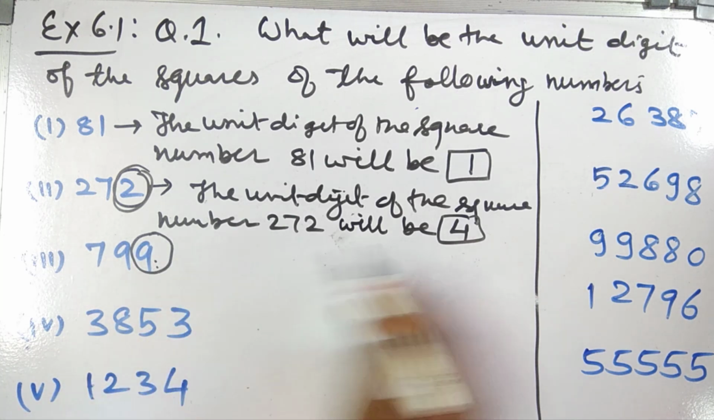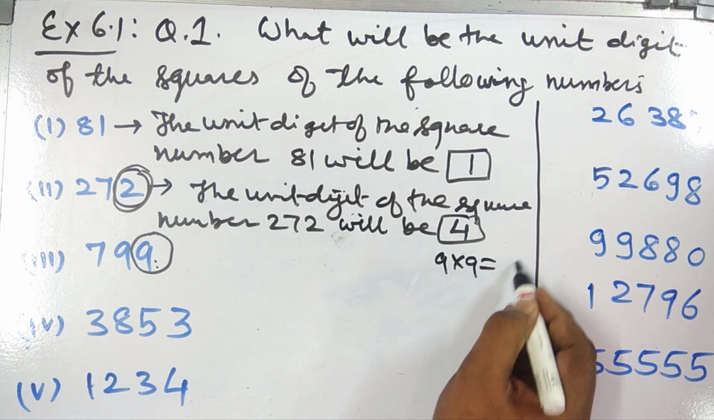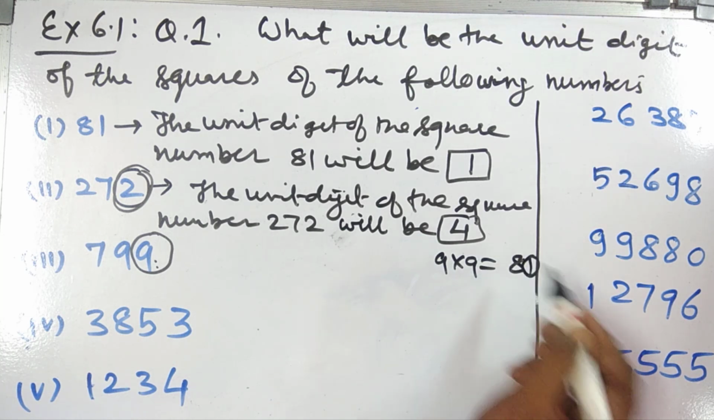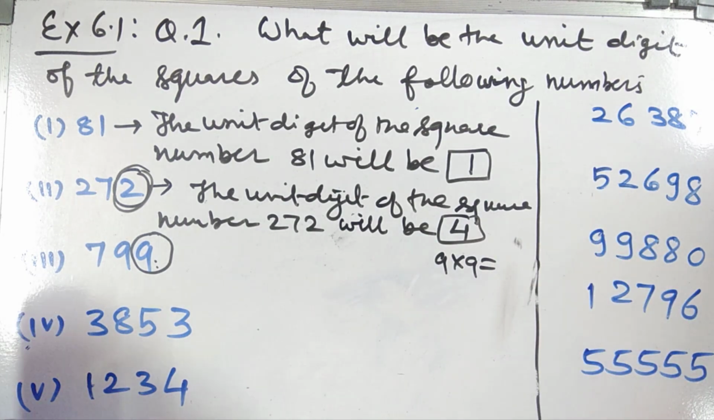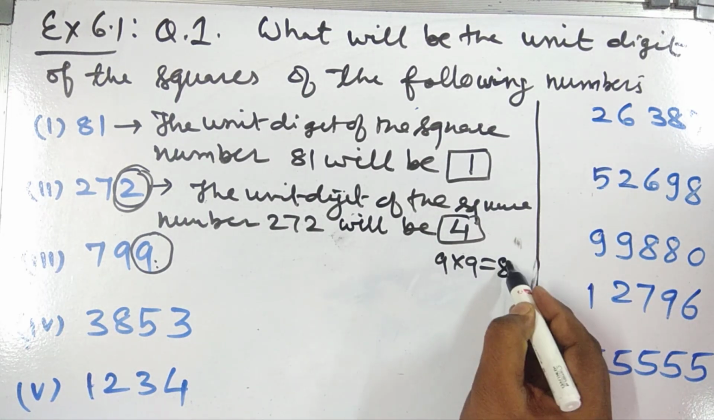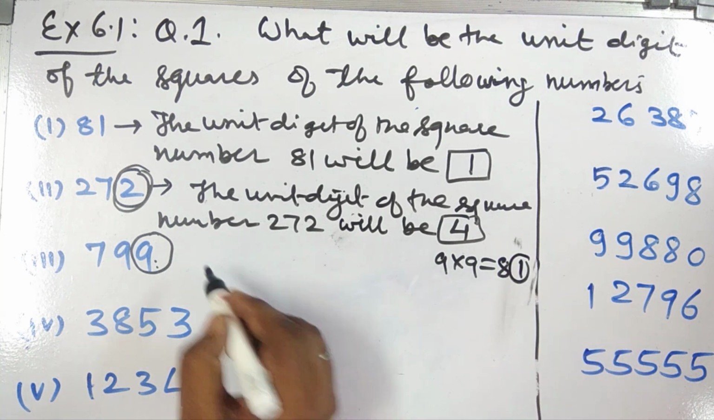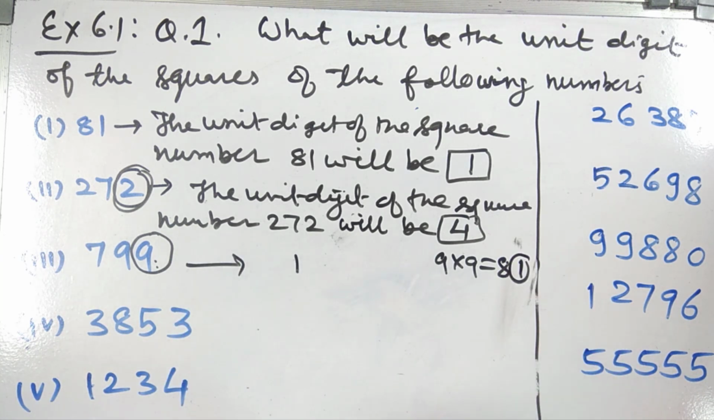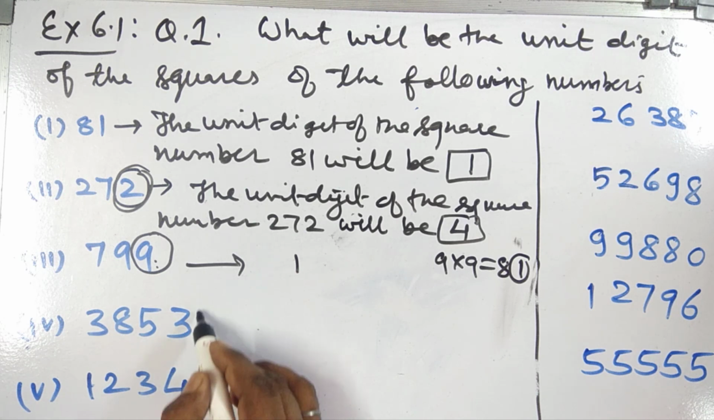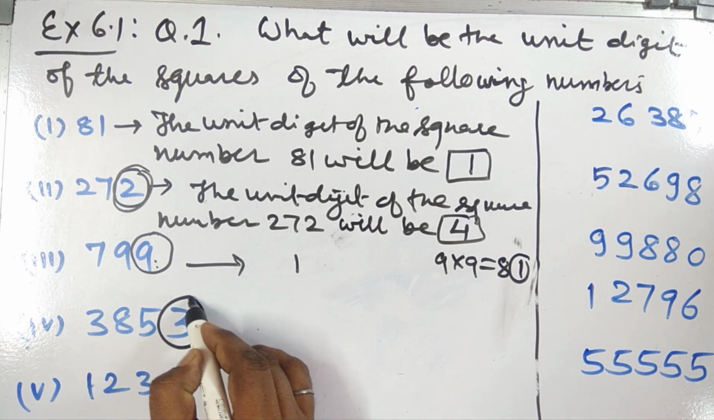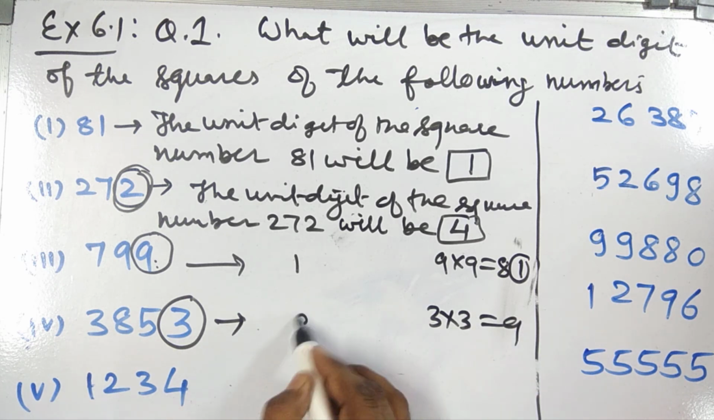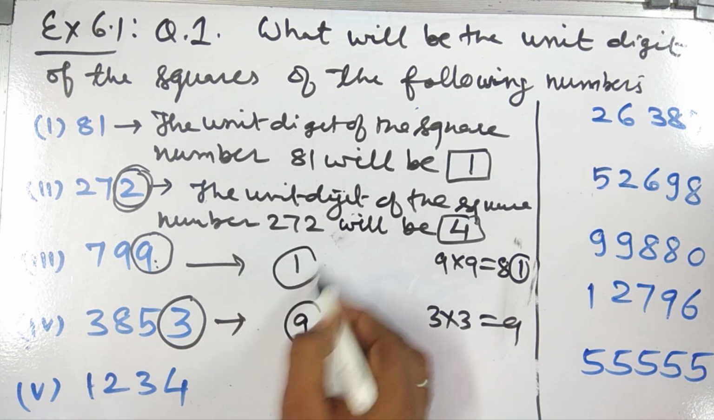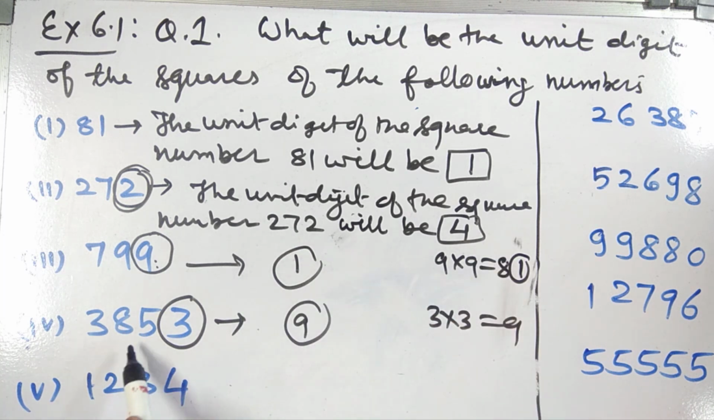9 into 9, 81. So the unit digit is 1, students. Unit digit will be 1. Then the unit number is 3. Then 3 into 3, 9. So in the unit place 9. The unit digit of the square number 3853 is 9.